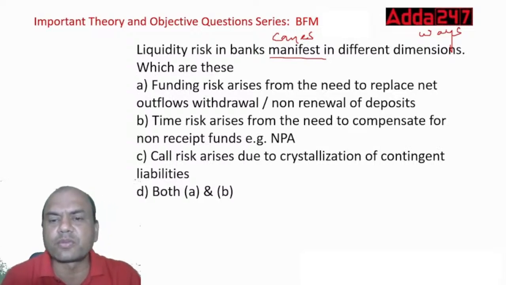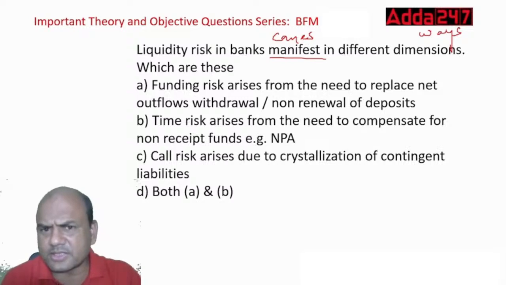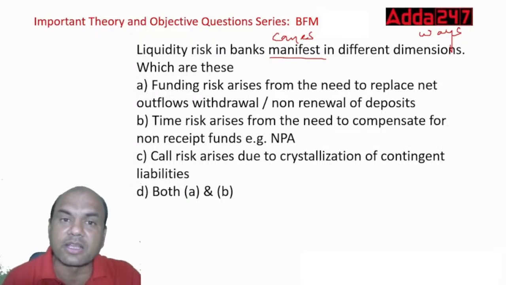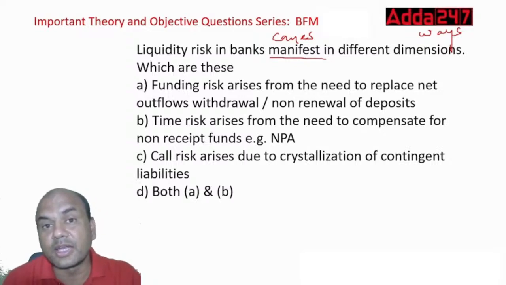Funding risk arises from the need to replace net outflow, withdrawal and non-renewal of deposits. Just answer. Think over it and answer. Here, CAIIB is not like JAIIB. It's not that you got the answer and just tick it. No. Here you have to think. Funding risk arises from the need to replace net outflows. Non-renewal of deposits means whatever is going out needs to be replaced.